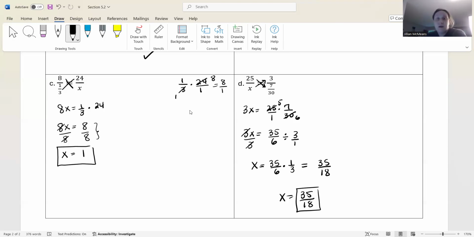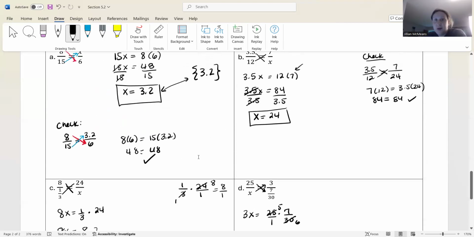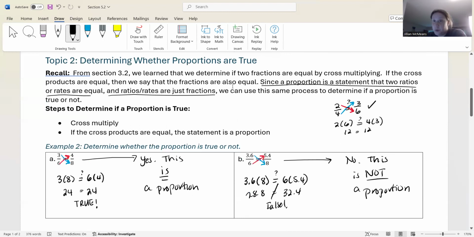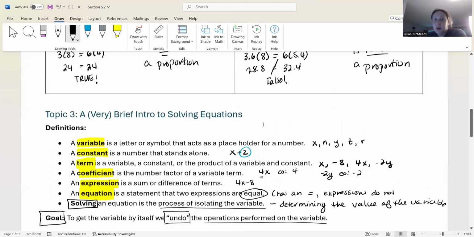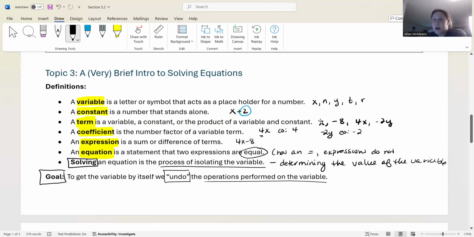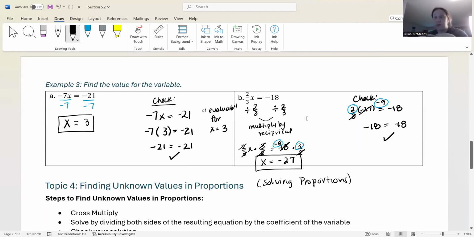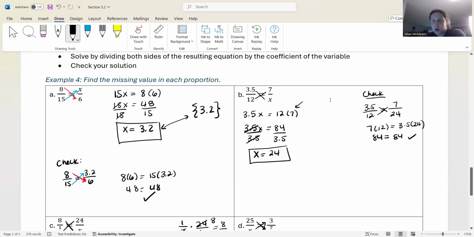So that is finding unknown values in proportions. We basically just use a couple things we already knew. We know how to determine if a proportion is true by cross multiplying. We did a really, really super fast brief lesson on solving one-step equations. So if we take those two worlds and merge them, we can solve proportions. All right, so make sure you know how to solve a proportion.